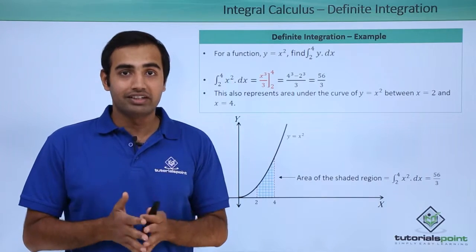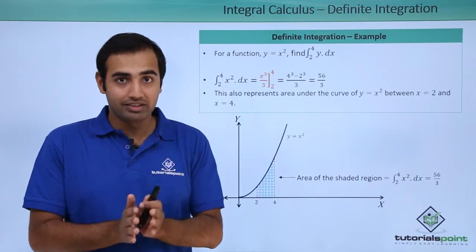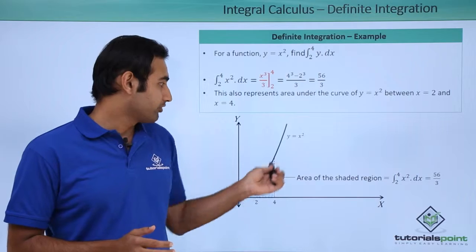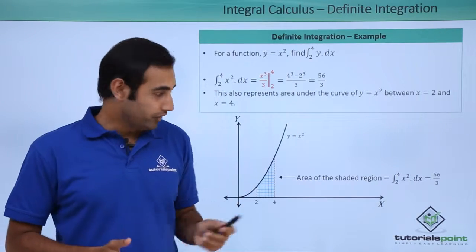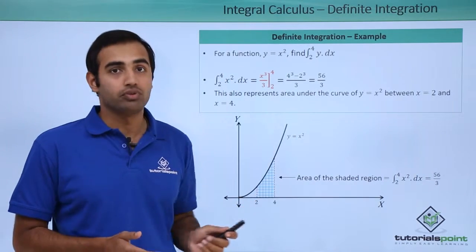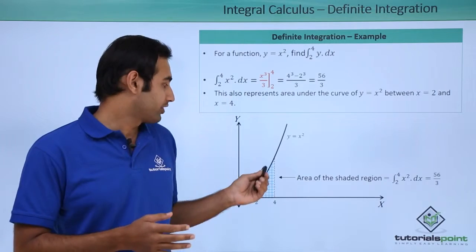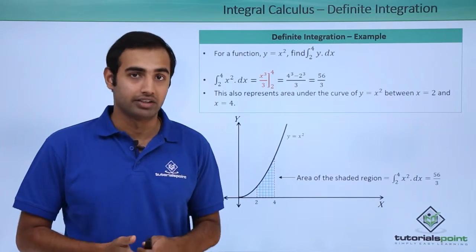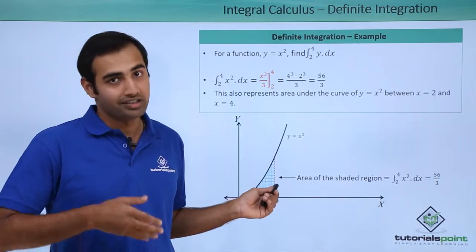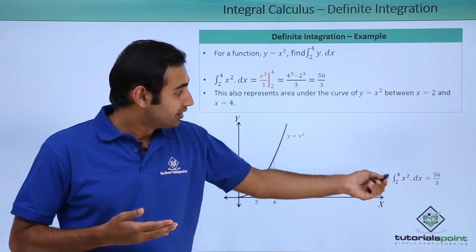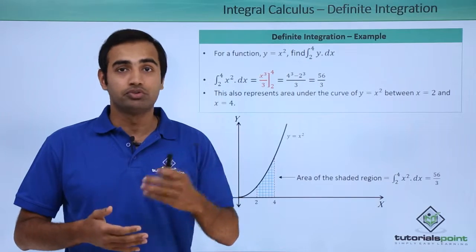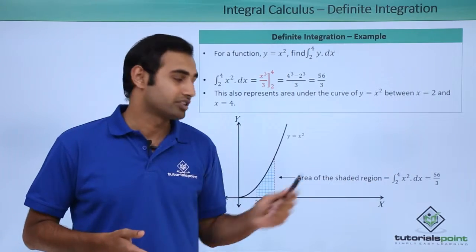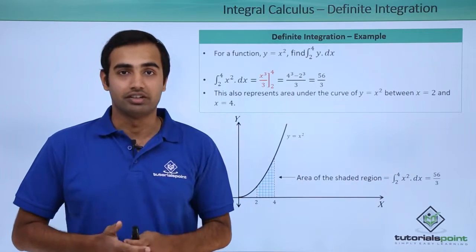Now definite integration is also area under the curve, so I draw the graph of y is equal to x square, and between x equal to 2 and x equal to 4, the entire area under the curve can be shaded and represented by the definite integration that I just calculated. So over here this area shaded in blue is simply the definite integration from 2 to 4 x square dx, which is 56 by 3. I hope this is very clear to you.